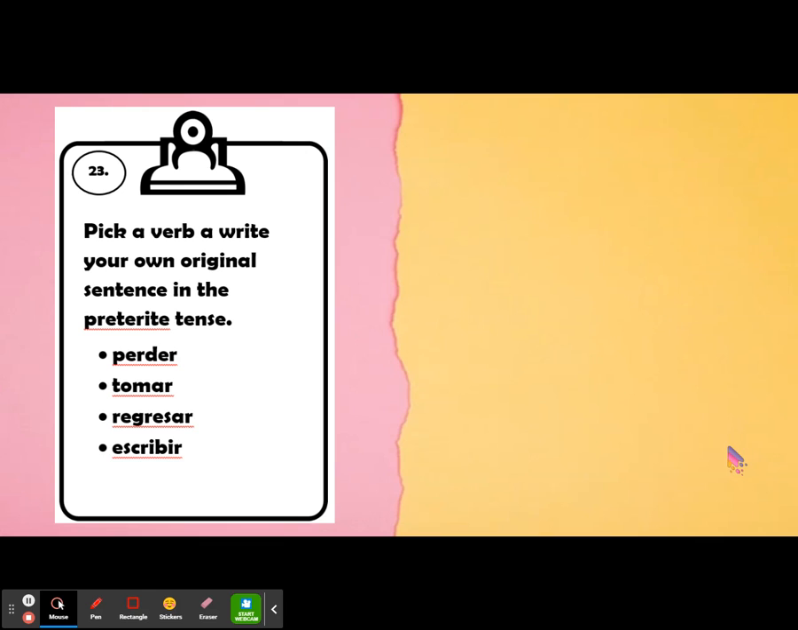All right, and this is the last one. So you're going to pick a verb, write your own original sentence in the preterite tense. So you can choose from perder, tomar, regresar, or escribir, and you're going to write your own sentence.